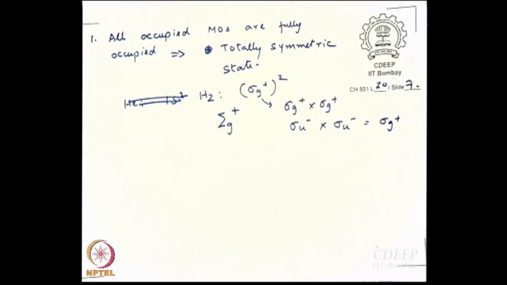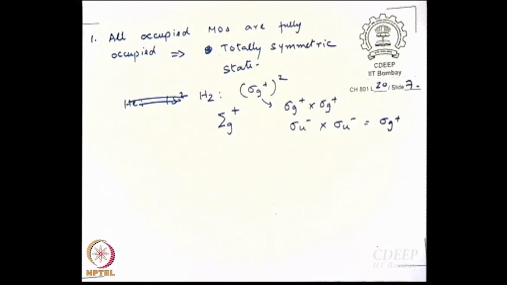That is why if all occupied MOs are fully occupied, then the direct product of the symmetries turns out to be totally symmetric. That is why it is called a totally symmetric state. Now, this is not enough, because when I have written sigma g plus, I have only taken care of the spatial part. I also have to take care of the spin part.